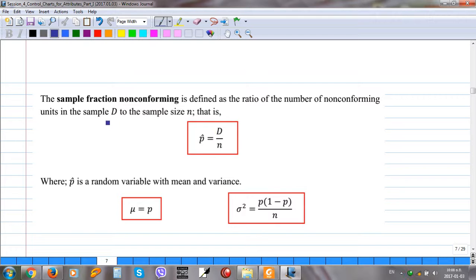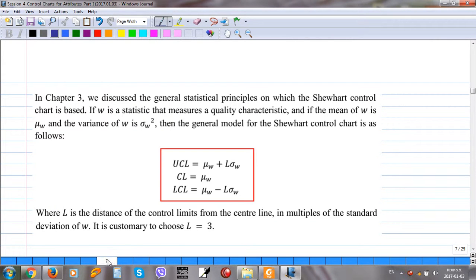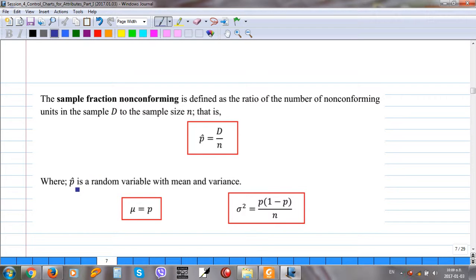So this is the equation. This is the sample fraction of non-conforming finding. If you are doing the examples, I can explain this, what it is, and this is the way of finding. And p hat is the random variable's mean and variance. Mu equals p, that's the probability we are taking as the mean, and variance we can find: sigma square equals p times 1 minus p over n. These are the equations we have to use when we are solving the problems. So remember those equations and understand the instances in which we have to use those equations.